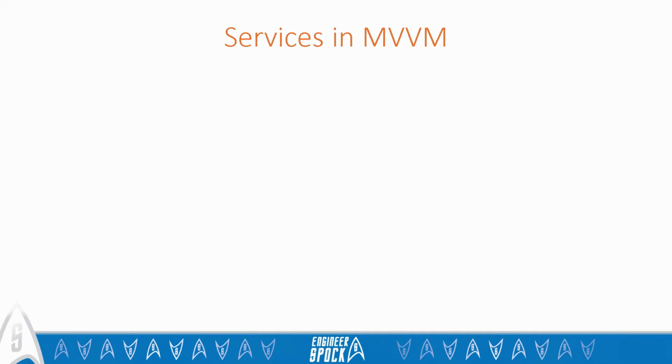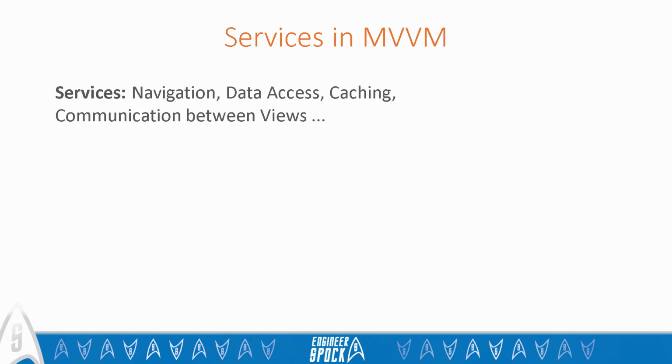There's always a hidden part of MVVM: services. I can't say that services is a layer. It is more of a cross-cutting concern. Services imply navigation, data access, access to external services, caching, communication between views, and progress dialog support. These are the most important and commonly used services throughout a WPF application which relies on the MVVM pattern.